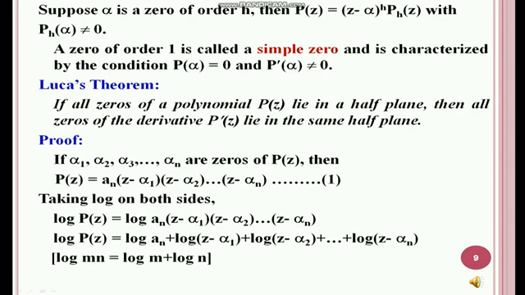Taking log on both sides, log p of z equal to log of an into z minus alpha 1 into z minus alpha 2 up to etc. z minus alpha n. Here we use the formula log mn equal to log m plus log n. So log p of z equal to log an plus log z minus alpha 1 plus log z minus alpha 2 up to etc. plus log z minus alpha n.